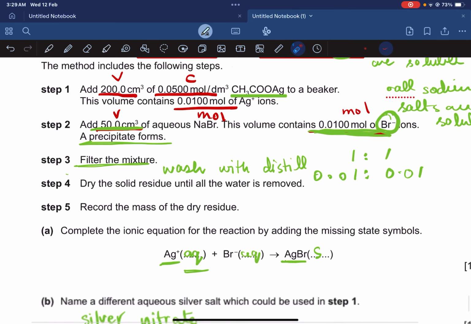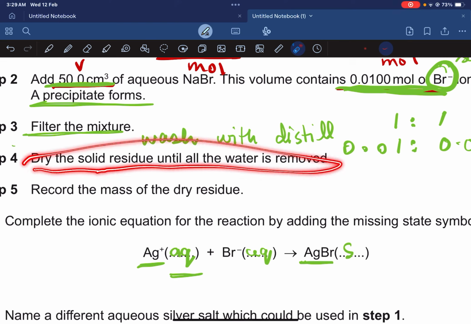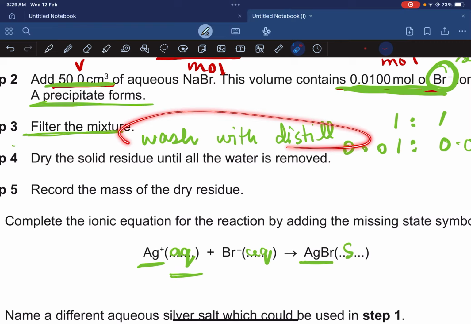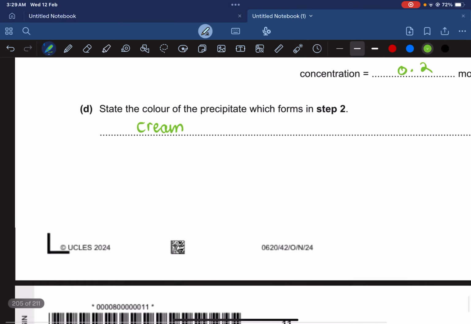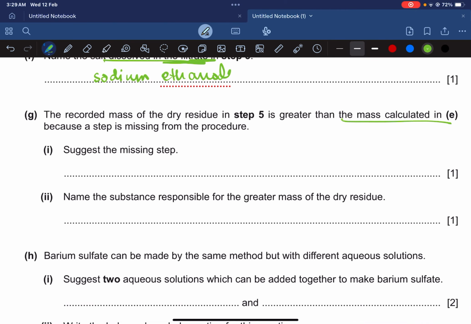So what has happened here is that you didn't wash the salt and you dried the solid residue until all the water is removed. When you don't wash the salt, you have other soluble impurities like sodium ethanoate. So that's gonna be that you forgot to wash the precipitate with distilled water. Okay, that's why there's an increase in mass. Why? Because there is the mass of other things like sodium ethanoate. So you had to wash the precipitate. Suggest the missing step, that's going to be wash the precipitate.